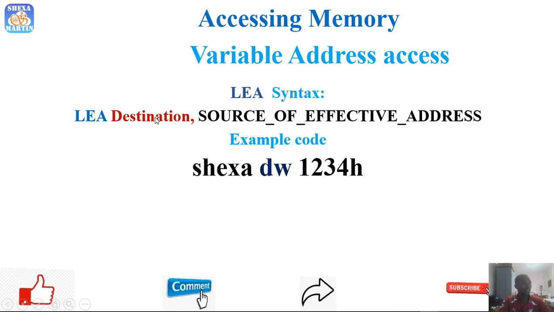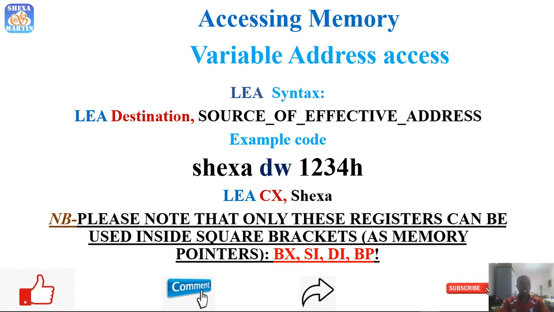So here is an example. Shexa, define word. We are just declaring our variable, and then the code that is used to load the effective address of this variable into CX. You need to note that these registers can be used inside square brackets: BX, SI, DI, and BP. They point to memory. Like we said earlier, these are the only four registers that are used to access memory. Whenever you want to access memory, you use square brackets, and anything within the square brackets represents the effective address or the memory location to be accessed.